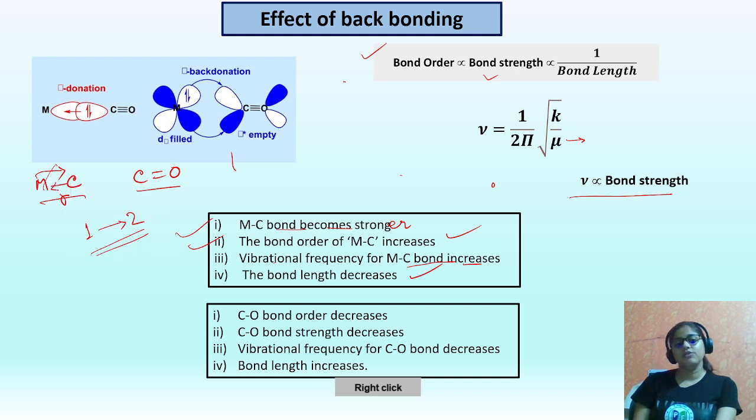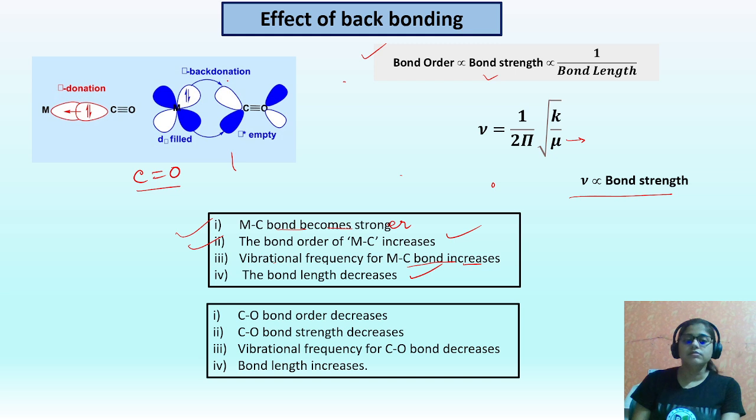How can we know that? So the effect is mainly after the donation to the pi star. We have previously seen that when the electron is donated to the pi star orbital, at that time bond order decreases, right? So CO bond order decreases. We have seen that. Fine.